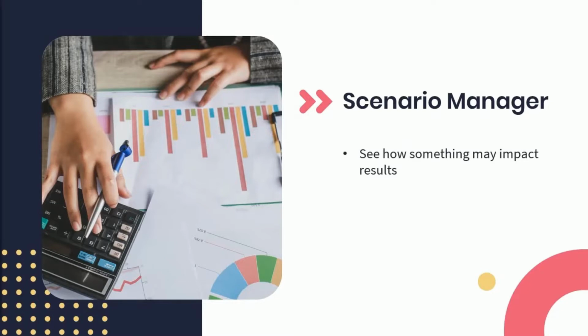It's a great tool to see exactly how something may have an impact on your results. And the best part is it's without even changing the actual data. It allows you to substitute the input values for a maximum of 32 cells. So this means that you can view different scenarios or input values all at the same time.